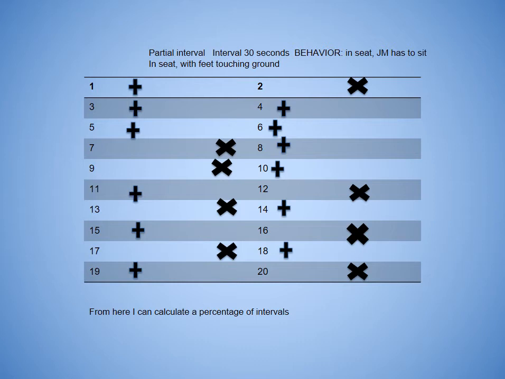So again, in partial interval recording, all the person has to do is engage in the behavior at any time during that interval, and it's marked as occurring. So let's say in interval 1, he was only in his seat for 3 seconds, but because it's partial interval, it only has to occur one time or more during that interval, we'll mark it as happening.